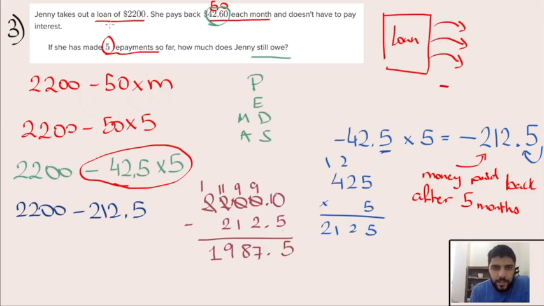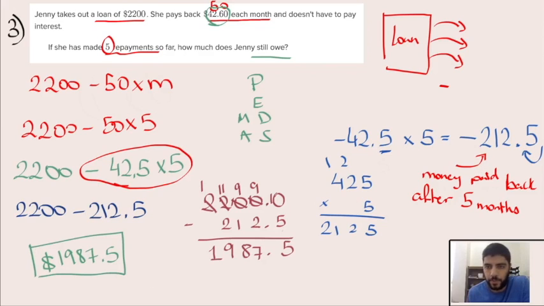So you have 1,987.5. This is in dollars. Our answer is in dollars. It looks like it makes sense. It's a reasonable answer. So our final answer is, again, dollar sign first, $1,987.5. This is how much Jenny still owes. In terms of our solution, I haven't been writing out the full sentence, but in this case, we would say that Jenny still owes $1,987.5, right?